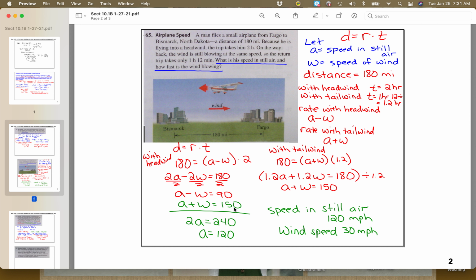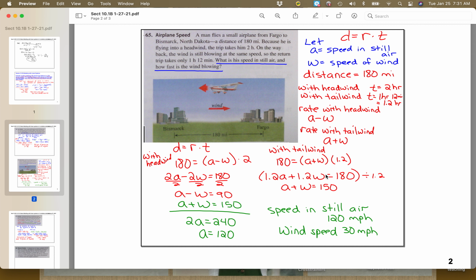Obviously, that's the hard part. Now you just add them together because the W's drop out. You get A equals 120 miles per hour, which means the wind would be 30 miles per hour because we know that you can just plug it back in. So like 120 plus what equals 150. So the wind would be 30 miles per hour.